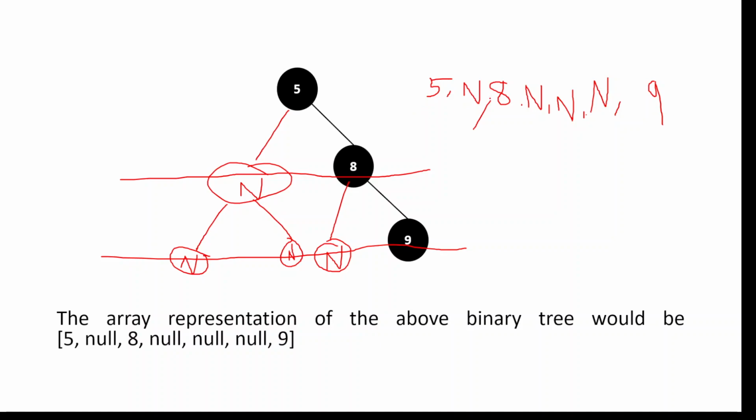It will be 5, null, 8, null, null, null, and 9. Hope you are clear with the array representation of a binary tree. Thank you so much.